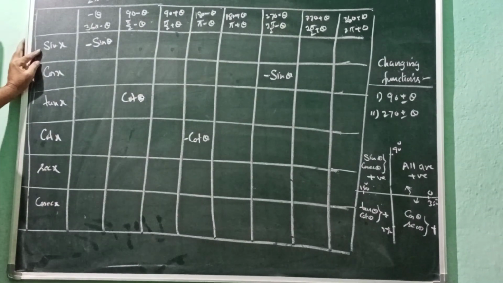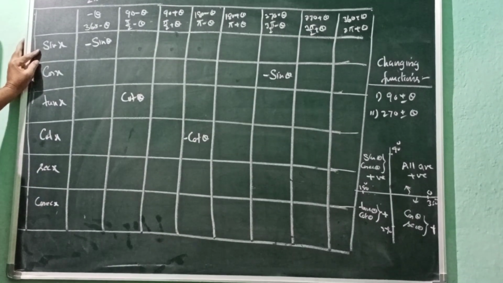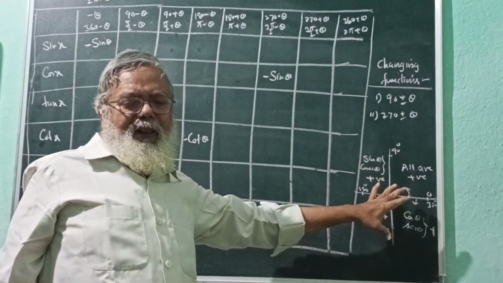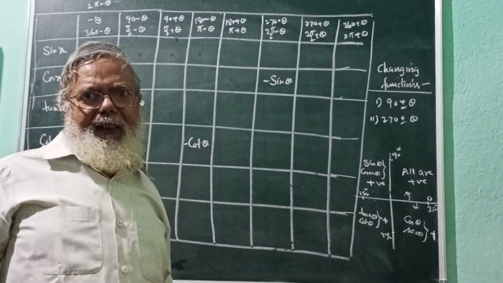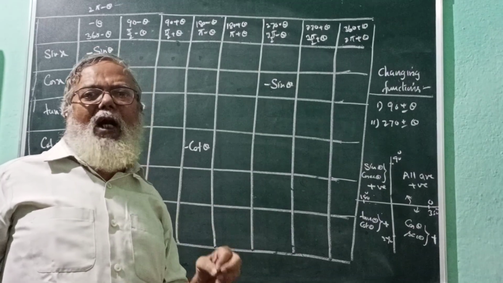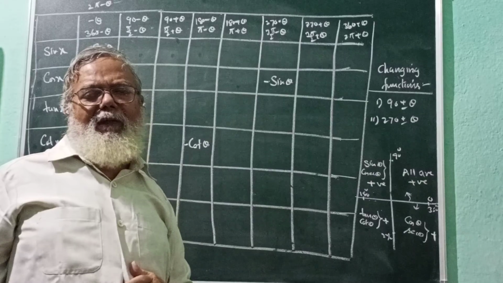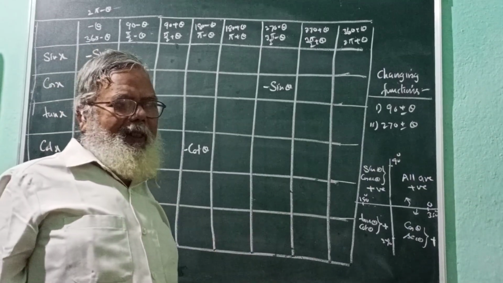Like this, we can fill up the table. Even if you remember these two tricks permanently, then at the time of solving the problem, you can easily use these tricks and write down the value. So we will complete this table.